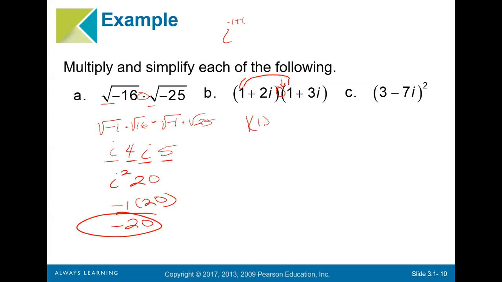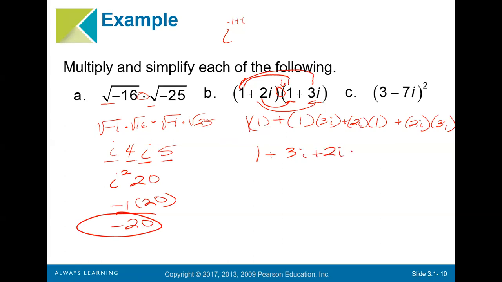And if you want to write extra steps, you can. You can use the full method since it's binomial times binomial if you want. Plus 1 times 3i plus 2i times 1 plus 2i times 3i. So 1 times 1 is 1 plus 1 times 3i. So 1 times anything is just whatever you're multiplying it to, right? Now let's look at the last part. I got 2 times 3 is 6. i times i is i squared.